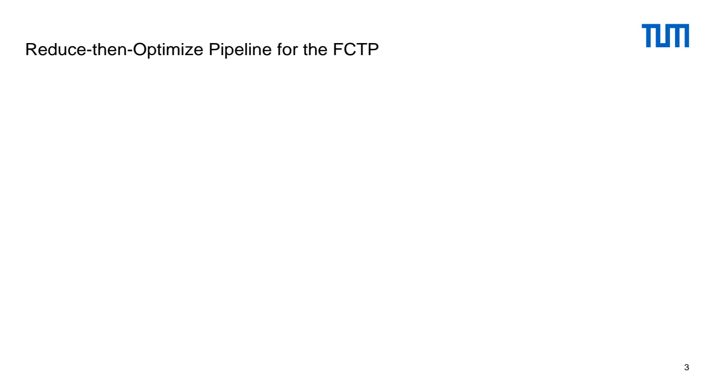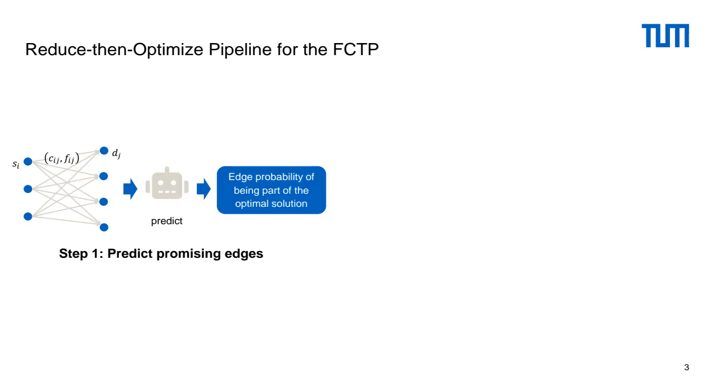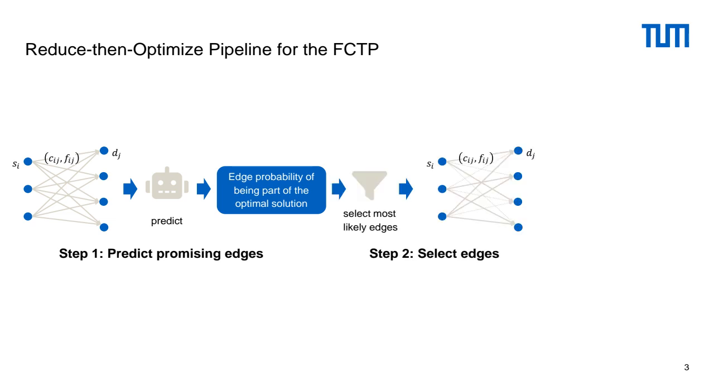So here you can see the pipeline in more detail. The input is the original FCTP instance. We then use a machine learning model to predict for each edge the probability of being part of the optimal solution. Based on these probabilities, we then select a subset of edges. There's one caveat here: our machine learning model doesn't know anything about constraint optimization, so there's no guarantee that the predicted edges actually give us a feasible problem.